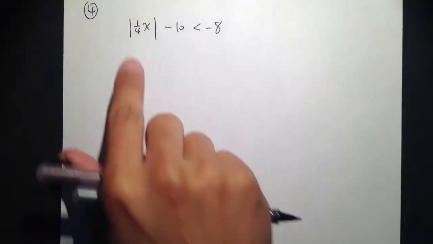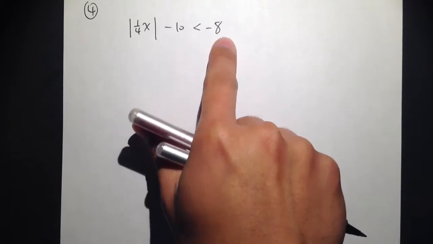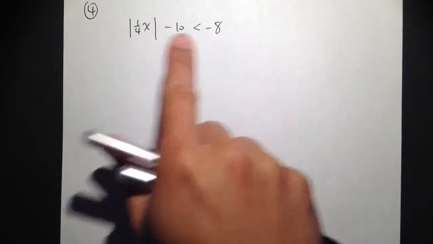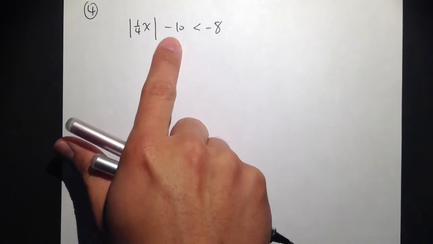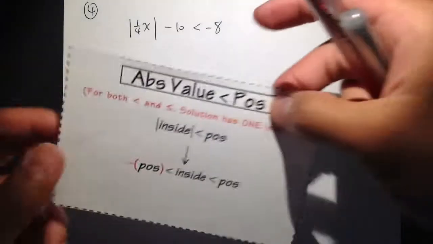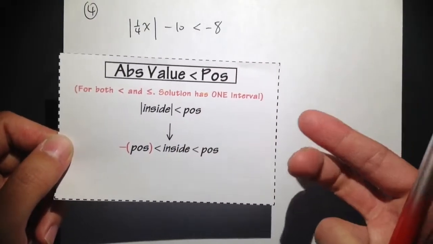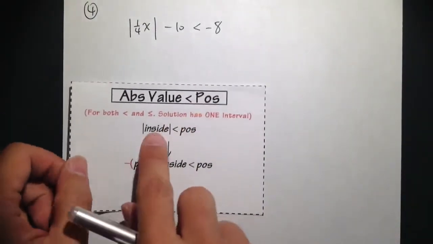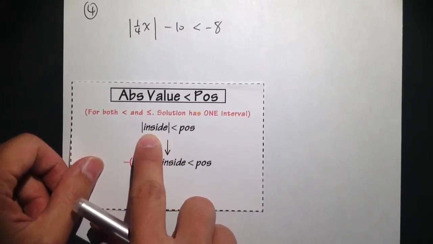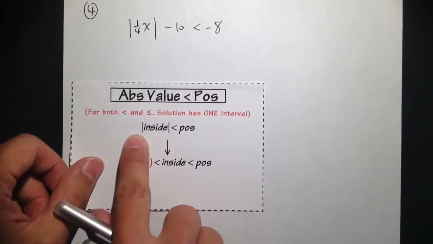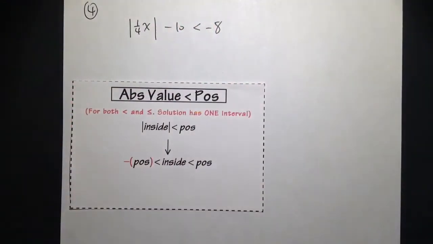Number 4, we have the absolute value of 1 over 4x minus 10 less than negative 8. And here the absolute value is actually not isolated, right? We have the minus 10 here. And again, in order for you to take out the absolute value and then do this procedure to solve this inequality, you must make sure that you only have an absolute value of something inside on the left hand side. So the absolute value has to be isolated on the left first.